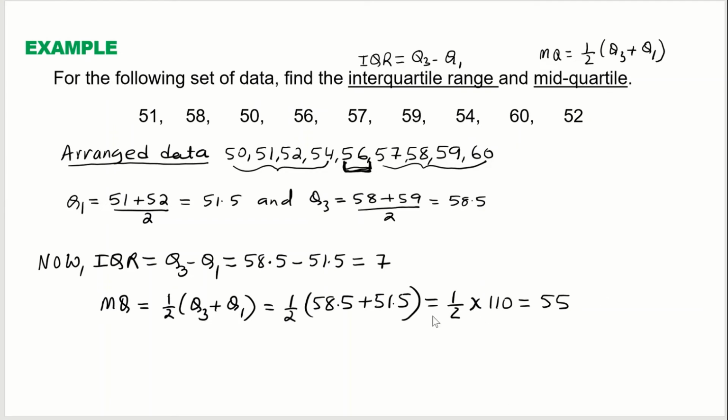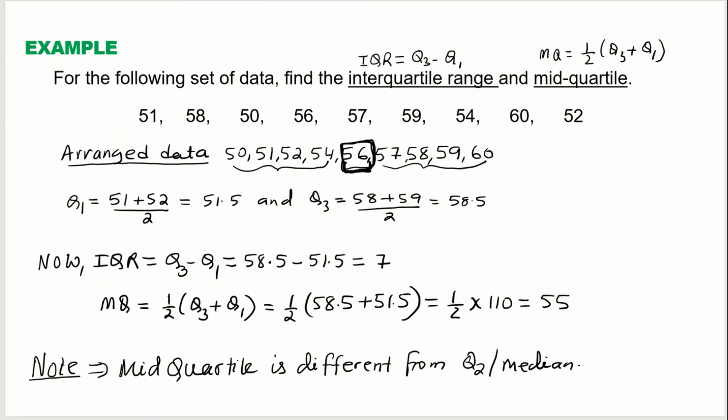Note one thing: in the given data set, we observe that the median Q2 is 56. So Q2, the median, and mid-quartile are not the same. Sometimes people get confused with these two values. They are different. Mid-quartile is different from median. So this is the second example on quartiles. Now we are going to look at the third example on quartiles.